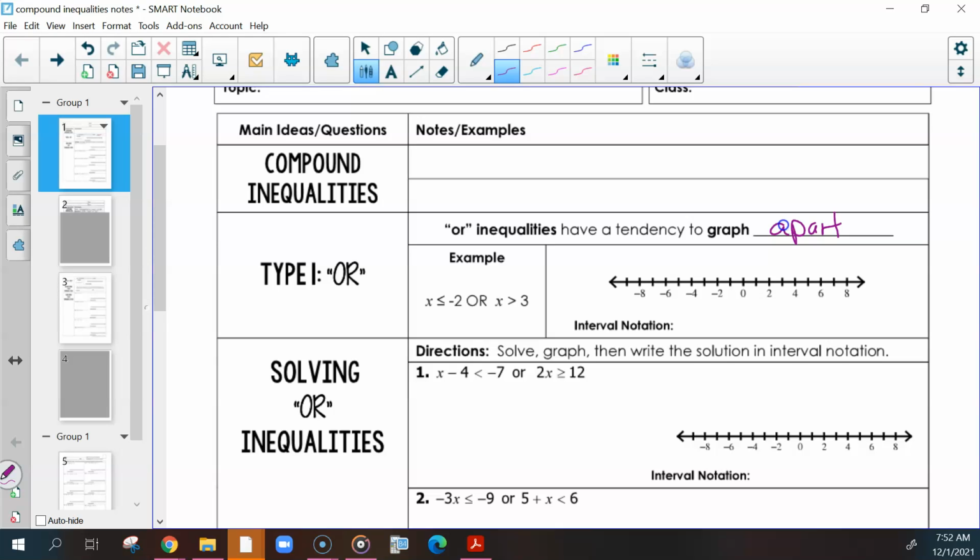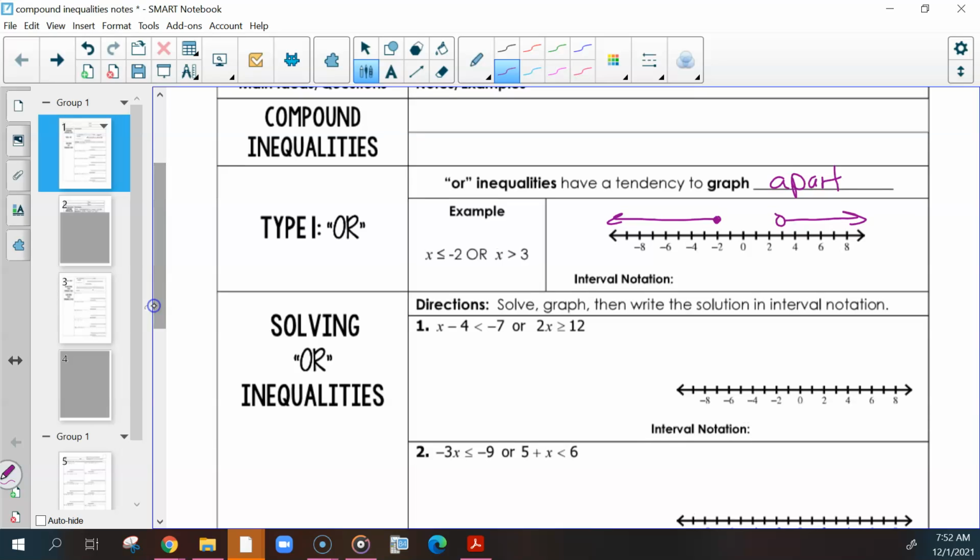So in this example, let's say we got some inequality, they solved it, and they got these two things. X is less than or equal to -2, or X is greater than 3. We would graph both of those things on our number line. So X is less than or equal to -2 would be a closed circle to the left. X is greater than 3 would be an open circle to the right. They have a tendency to graph apart. There are two different arrows on the same number line.